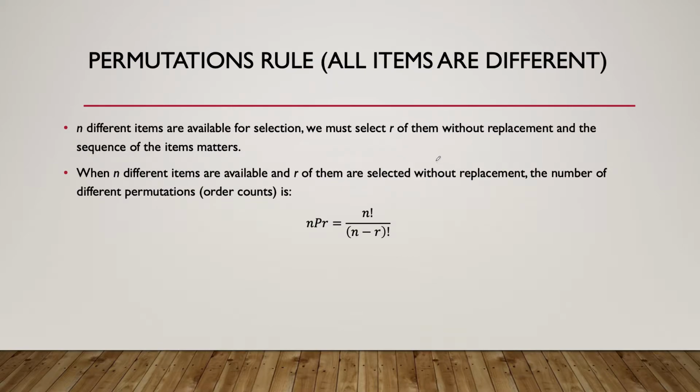Now, when it comes to permutations, we have this permutation rule in which all items are different. There are n different items available for selection. We must select all of them without replacement, and the sequence of the items does indeed matter. So when n different items are available and all of them are selected without replacement, the number of different permutations, or order counts, is nPr, that's n factorial divided by n minus r factorial.